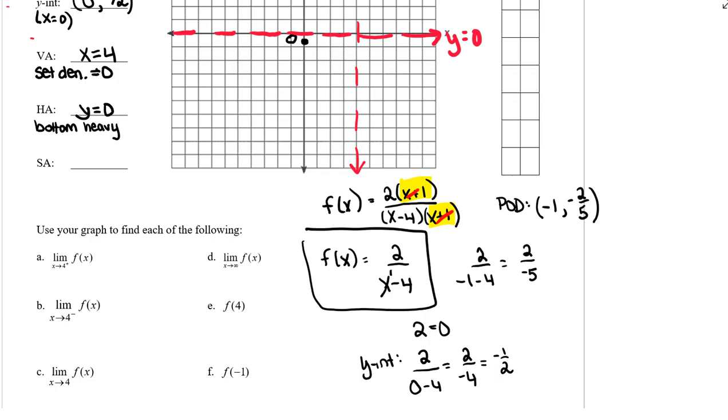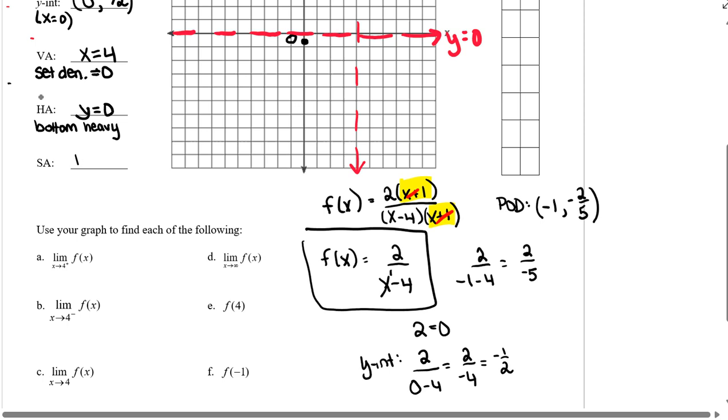And a slant asymptote, there will only be a slant asymptote when you're top heavy by 1, because there is already a horizontal asymptote. We were already bottom heavy. That means there is no slant asymptote.